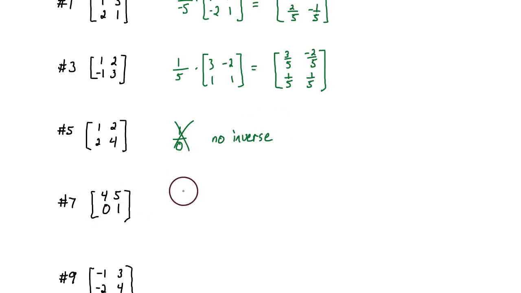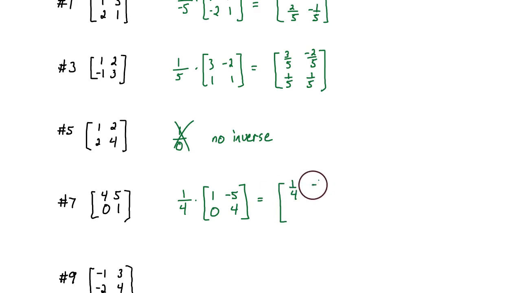Number 7, 1 over the determinant. 4 times 1 is 4, minus 0. That makes a 4. And then in the matrix, switch the 1 and the 4, and change the sign on the 5 and the 0. But negative 0 is still 0. Now distribute the 1/4. So this is 1/4, negative 5/4, 0, and 1.